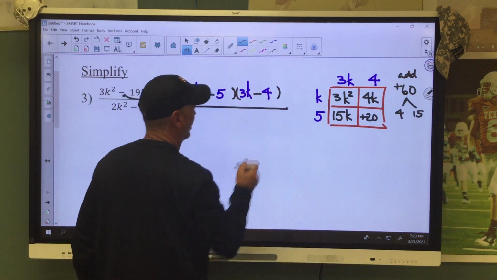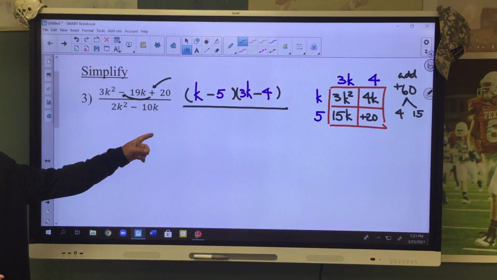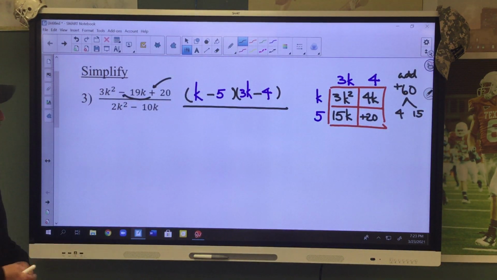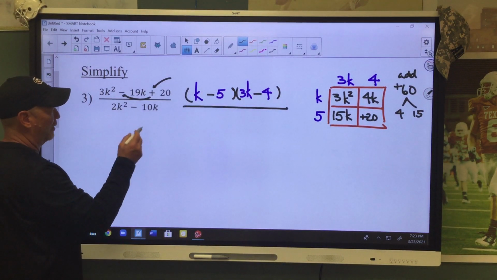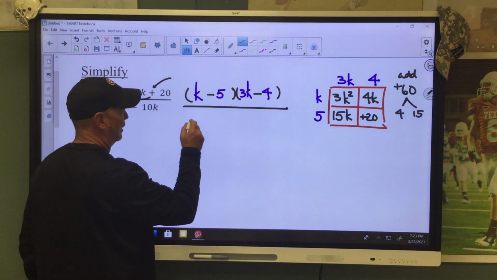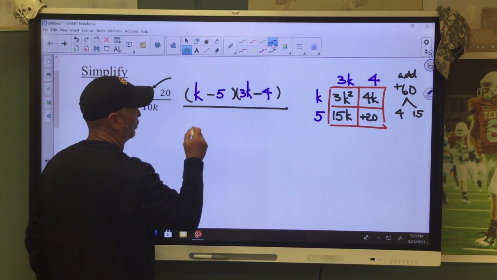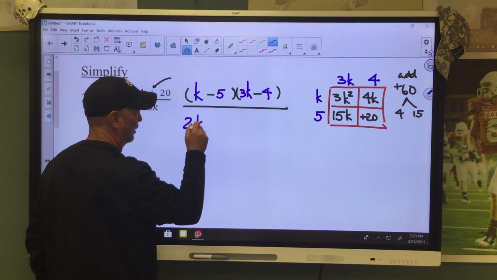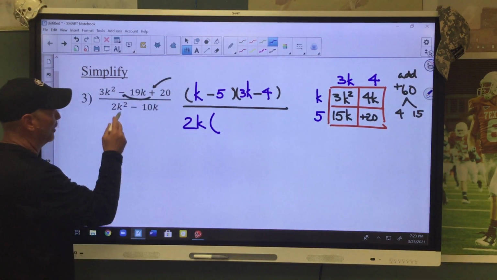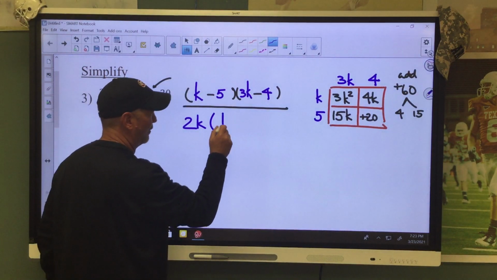over, we need to factor this. We're going to have a greatest common factor. We have a greatest common factor of 2k. Okay? So we have, let's do this, 2k. And that's going to leave me with k minus 5 inside.